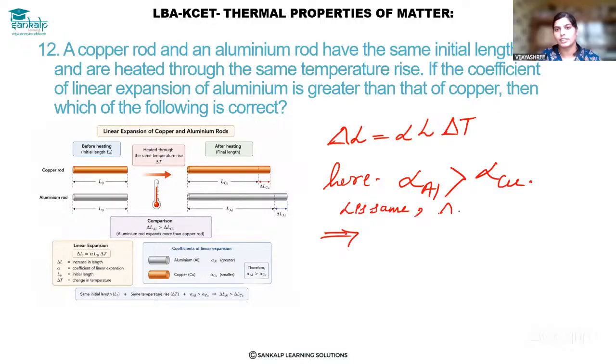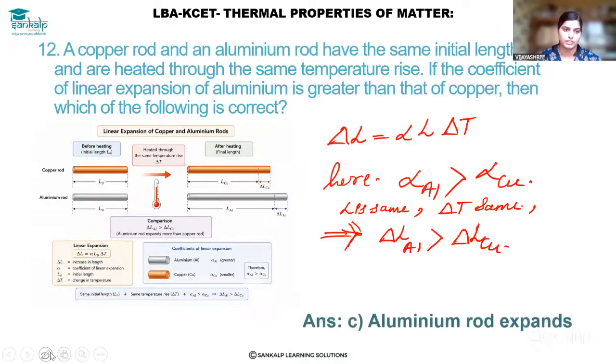Here L is same and delta T is same. Therefore, what can we conclude? Delta L for aluminium is greater than delta L for copper, right?